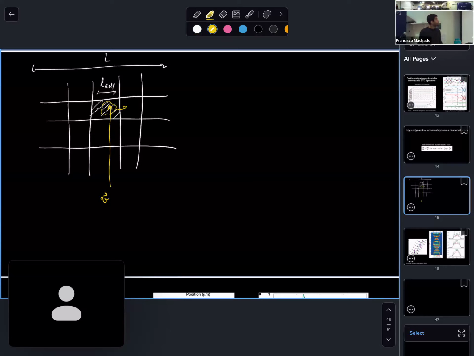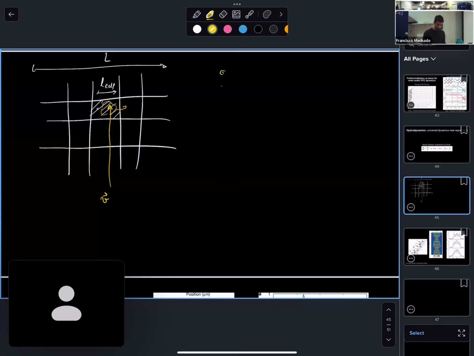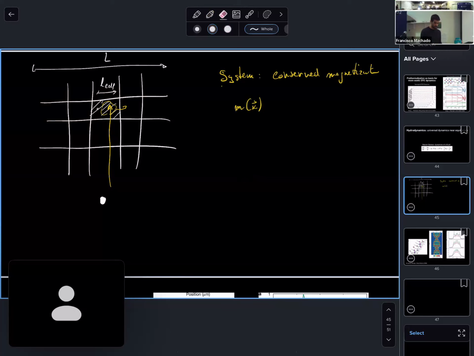Okay, Navier-Stokes and hydrodynamics is very complicated for me. So let me give you a simple example in terms of spin diffusion. Imagine that you have a system with a conserved magnetization, some sort of M(x). You know that if your system is local and has a conserved magnetization, the magnetization on this cell can only go to its neighboring cells through some form of current.